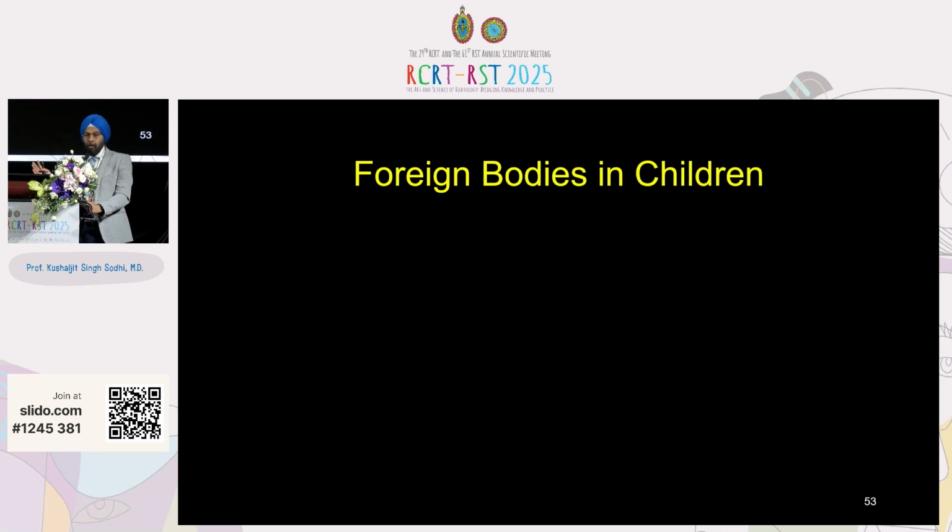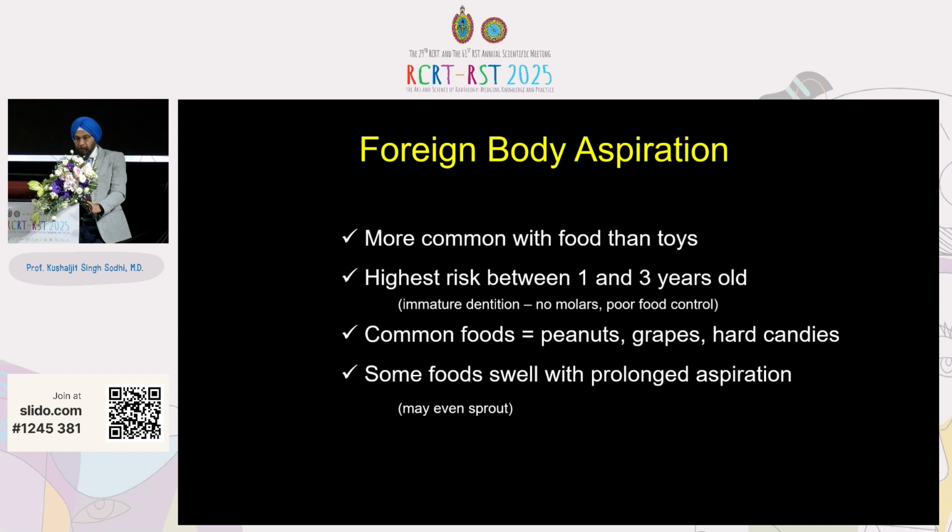So moving on from the long or wide spectrum of neonatal respiratory distress, which we talked about, both the medical as well as the surgical causes, let's look at another entity which is very particular and specific to children, which is foreign bodies in children. So remember, foreign body aspiration is more common with food than toys.